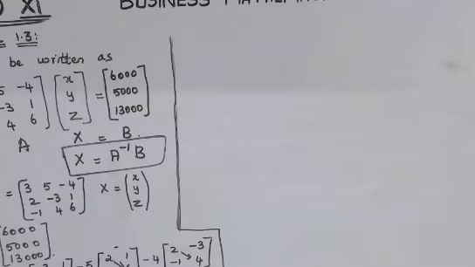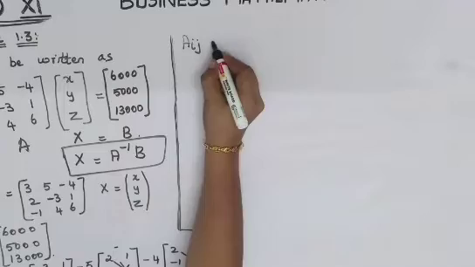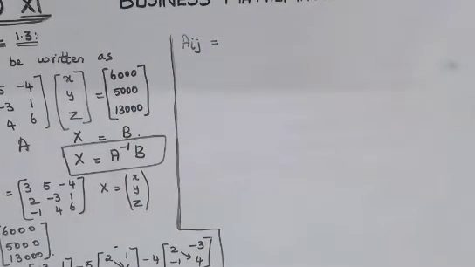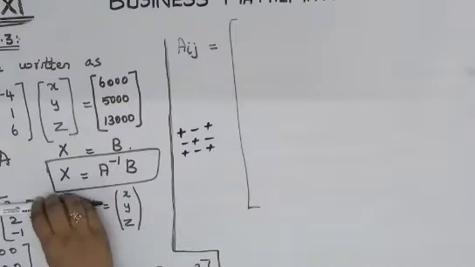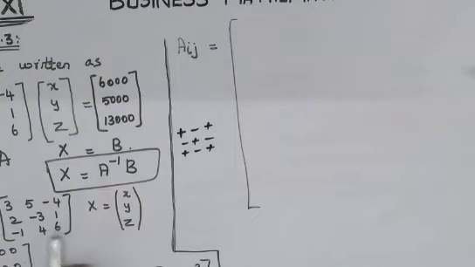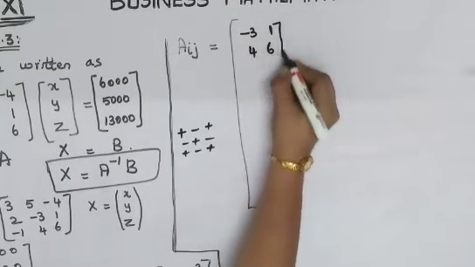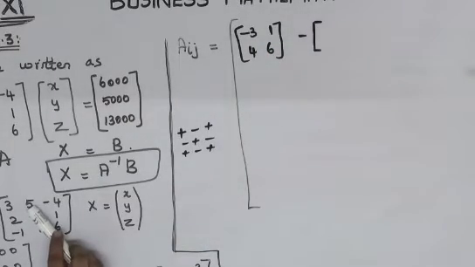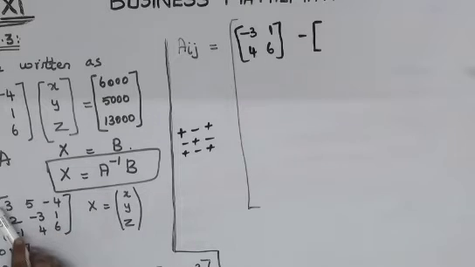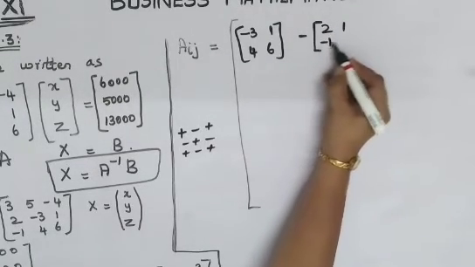We have to find the cofactor of A. So Aij we have to find. That is equal to, just put a big bracket. The row and the column have to be eliminated. So (minus 3, 1, 4, 6). Then minus, open your bracket. So the minor of 5 has to be found out, regarding the column and the row, (2, 1, minus 1, 6).